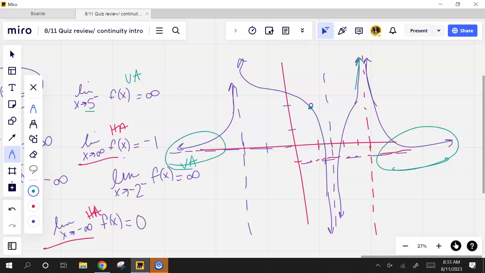I mean, this very well could have done something like this. Who knows? Instead of going down, it just said sketch a graph that satisfies. And as long as it satisfies what's given, you're okay.